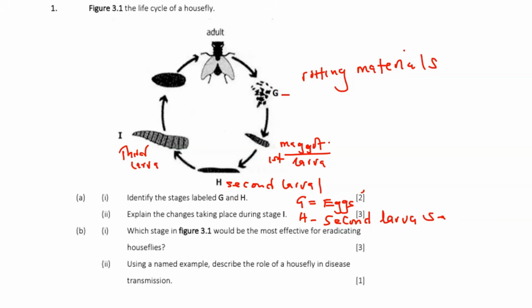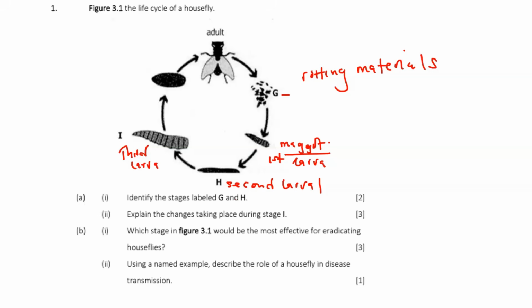Okay, during the third larval stage. Now you know that the larva is able to move, and of course it feeds by sucking nutrients from the rotting materials. But as it continues undergoing changes in these stages, its ability to move and to absorb nutrients reduces. So we are talking of stage I, and also the size increases, take note of that. In answering this question, as you can see, it is 3 marks.